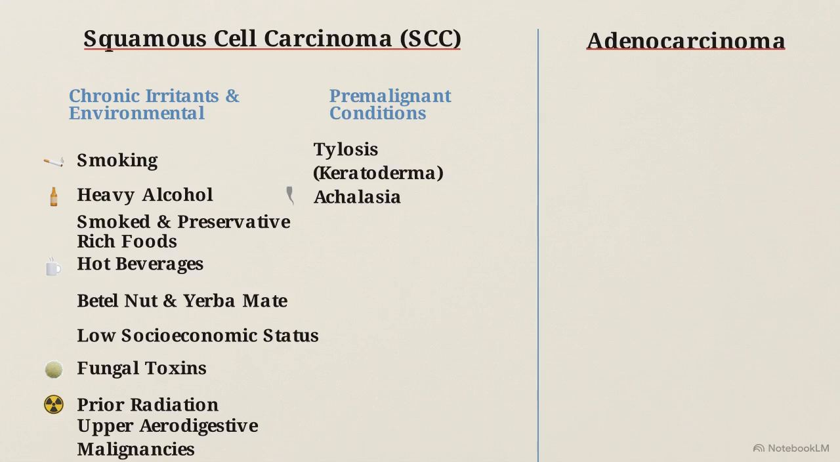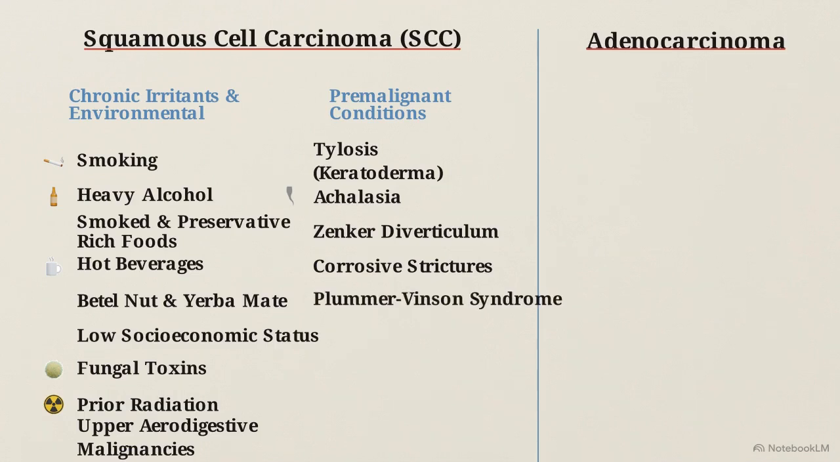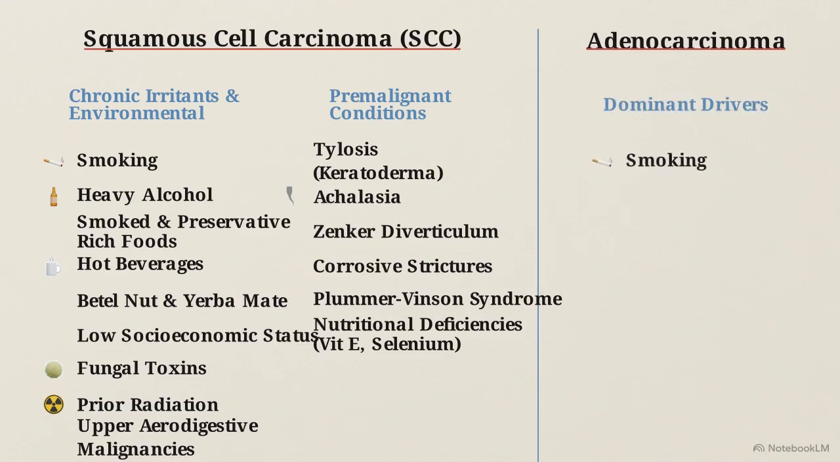The list of associated pre-malignant conditions is equally long: tylosis, achalasia, Zenker diverticulum, and corrosive strictures all physically stress the mucosa. Systemic issues like Plummer-Vinson syndrome, as well as vitamin E and selenium deficiencies, complete the profile. Compare that to the right side of the matrix. The risk profile for adenocarcinoma is remarkably narrow. While smoking plays a role, the dominant drivers are gastroesophageal reflux disease, the resulting Barrett's esophagus, and CREST syndrome.